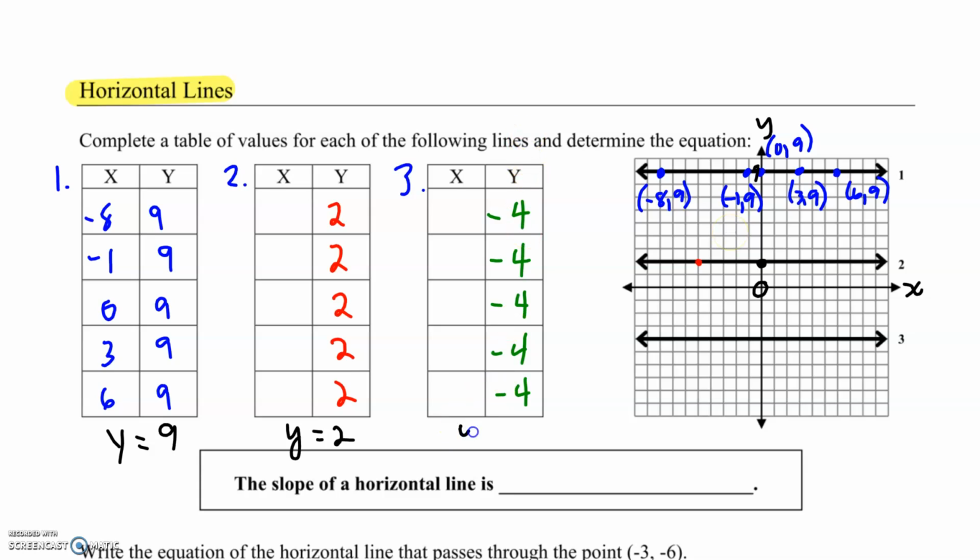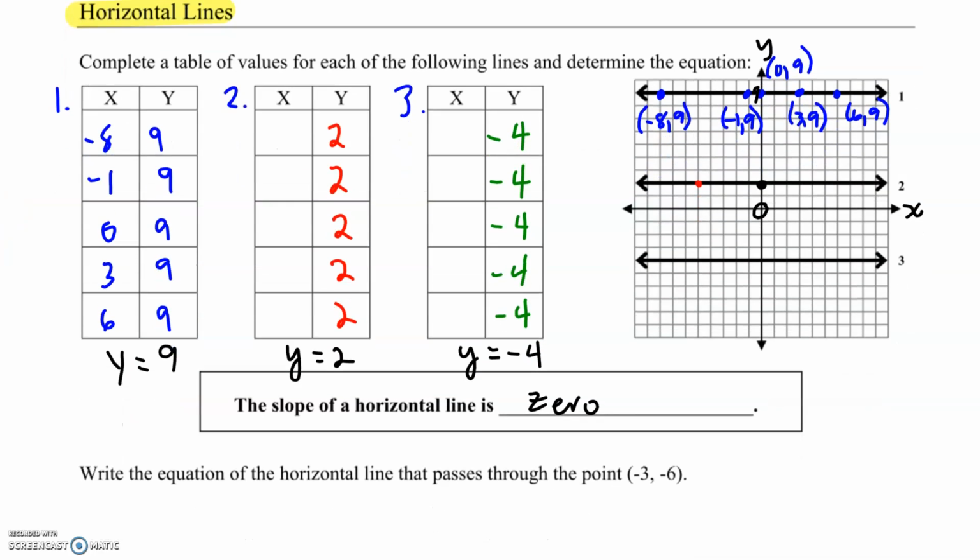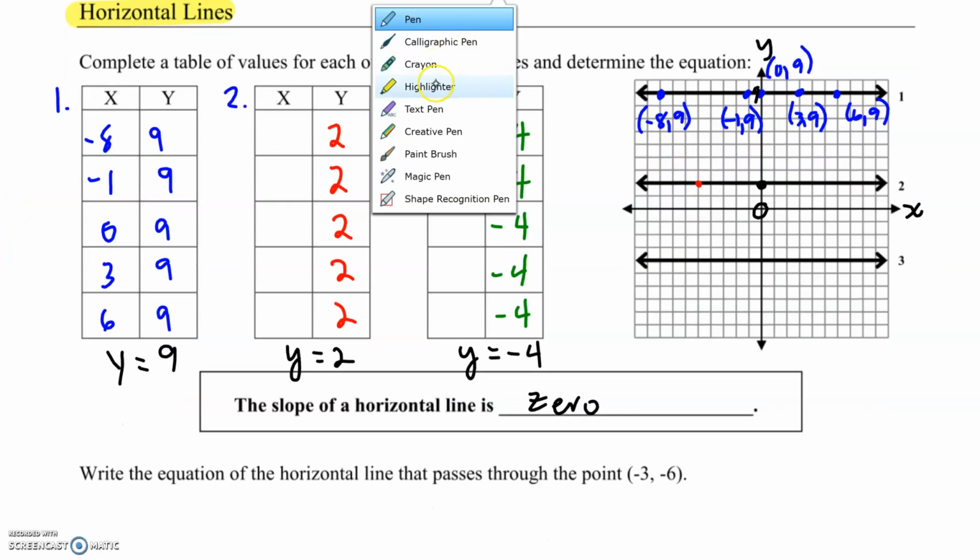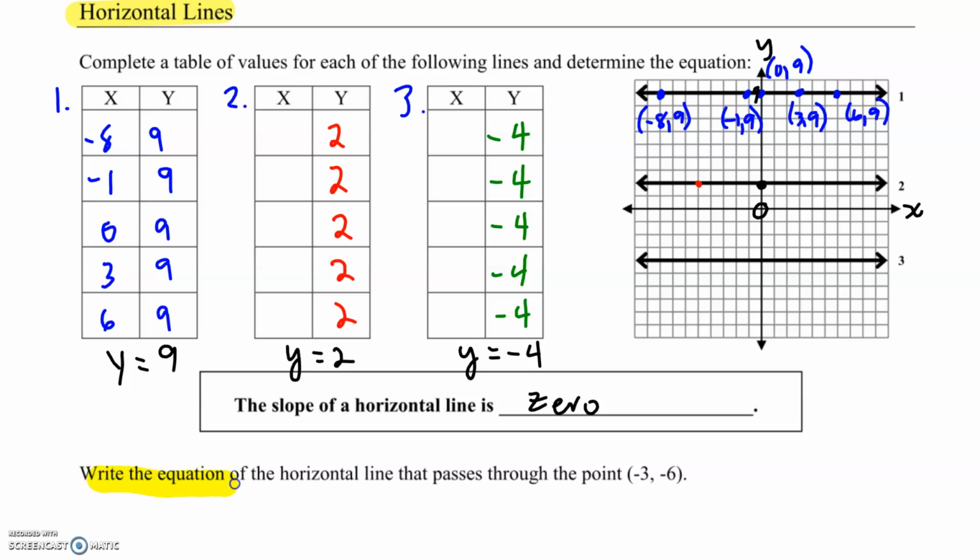Our last line, you guessed it, the equation is y equals -4. Now just a reminder, the slope of a horizontal line is always going to be 0. Always. All right, this is how we can use the horizontal line concept to determine the equation of a line. We're going to write the equation of a horizontal line that passes through the point -3, -6.